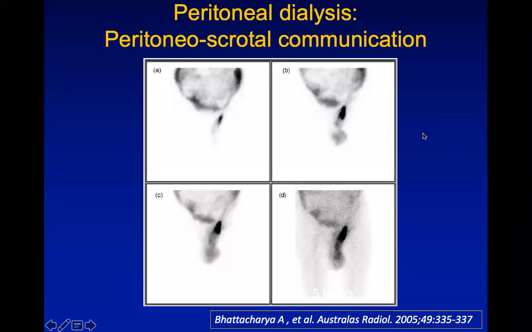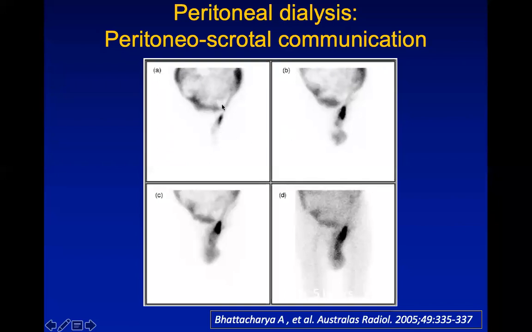For those patients who are on dialysis, especially peritoneal dialysis, this is one investigation which might help. Often you see a patent pathway, tunica vaginalis, through which the tracer passes, especially under the high pressure when you're filling up the dialysis fluid in the peritoneal cavity. The patient ends up with what looks like a hydrocele.